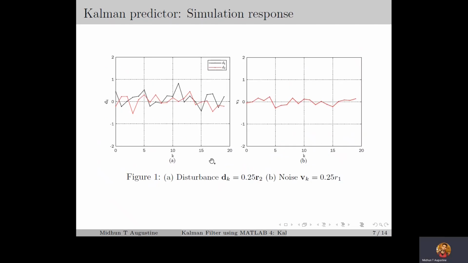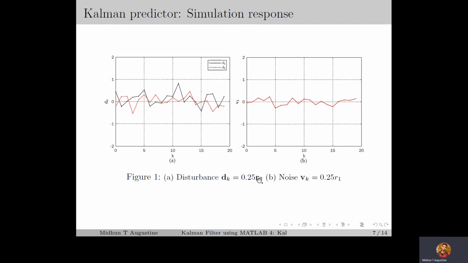Now, figure 1 shows the plots for the disturbance dk and the noise vk. Here, at each time instant k, the disturbance d1k, d2k, and the noise vk are random variables with mean 0. We have R1 and the components of R2 are Gaussian random variables with mean 0 and variance 1. So, as we discussed in lecture 2, around 68% of the time the value of these random variables will be between -1 and +1.